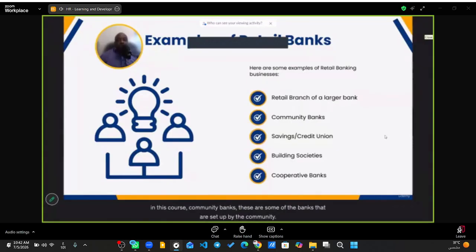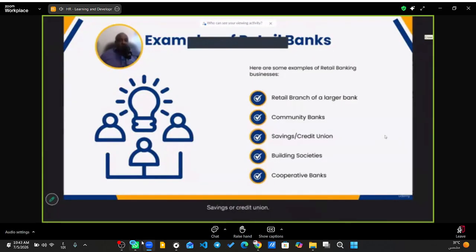Community banks, these are some of the banks that are set up by the community. Some are government linked or adjacent or set up by various groups, maybe a labor union of some sort, or groups of particular people, maybe farmers and so on. So you have those different types of community banks serving a particular location, jurisdiction, trying to ensure that some of the services that retail banks offer are made available to as many people as possible.